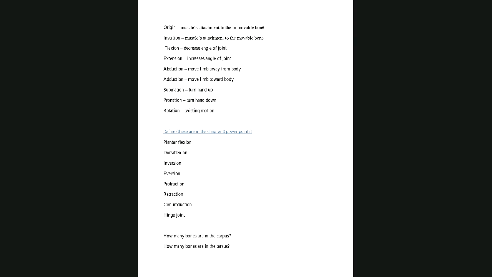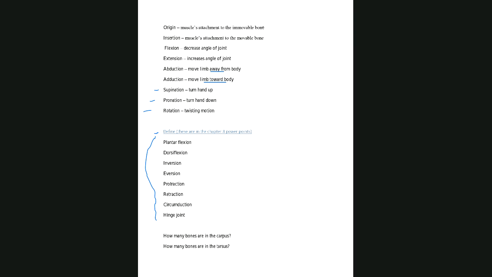Abduction, moving away from the body. Adduction, moving limb towards the body. Supination, turning your hand up so soup will stay in it. Pronation is turning the hand down. Rotation is twisting. Now these got well defined out in the actual initial lecture, so I'm not going to go back through these.